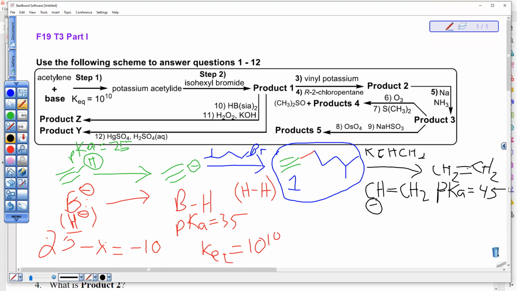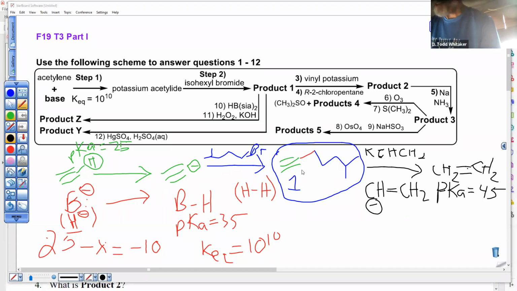So do I just ignore the R2 chloropentane? We're not there yet. Oh, okay. We haven't even got to the part that reacts with R2 chloropropane. It's the anion of this. The other product is the most important because vinyl potassium was just a base to get us to this nucleophile.